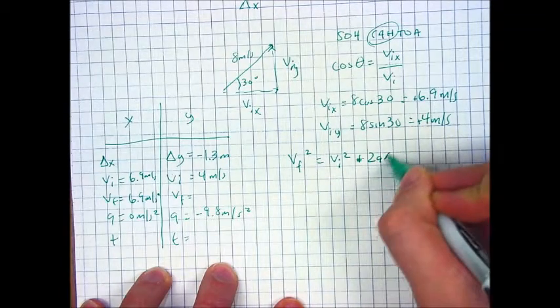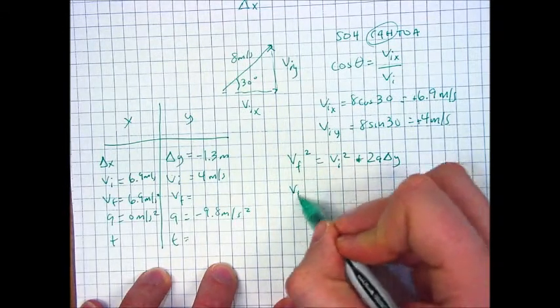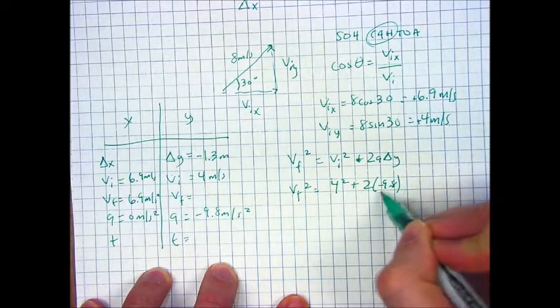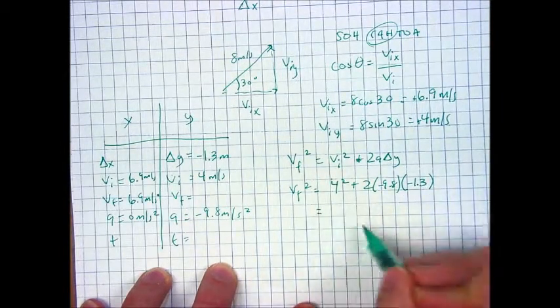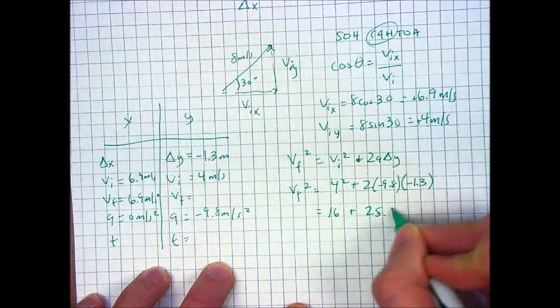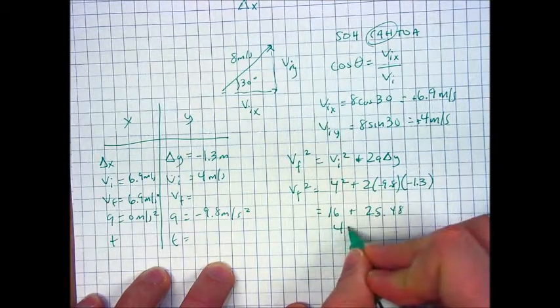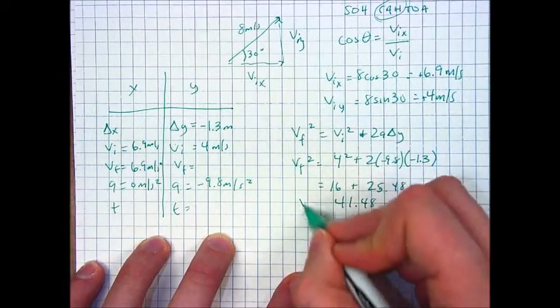Just using this equation because it doesn't have time in it. V final is what we're looking for. V initial is 4 squared plus 2 times negative 9.8. Make sure you got that negative in there, and negative here. And finally, we just go ahead and solve. So 2 times negative 9.8 times negative 1.3 gives you a positive 25.48. Add that to 16. Now, one thing a lot of people make the mistake of here is saying it's just 41.48. That's squared. Remember, we have to square root that.